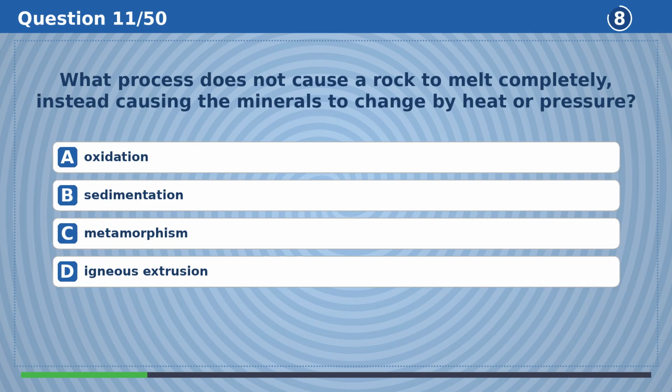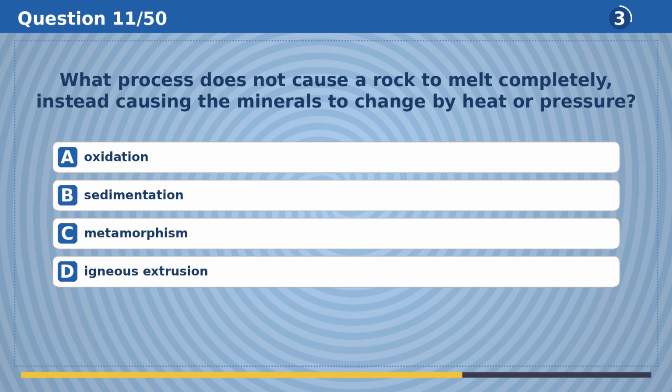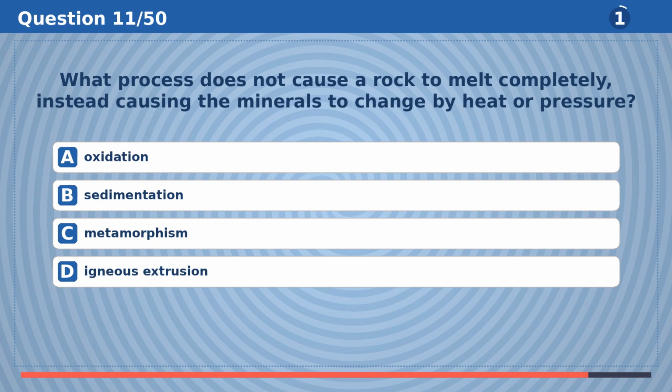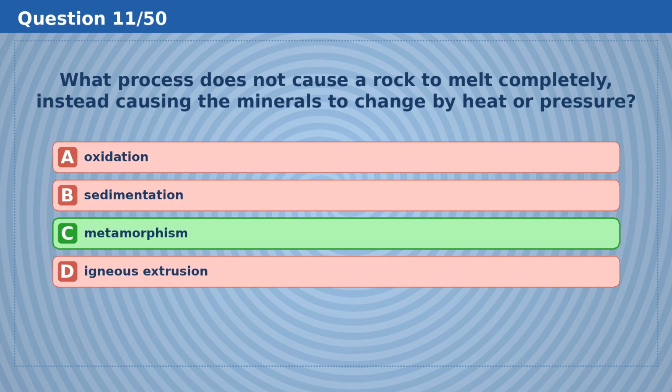What process does not cause a rock to melt completely, instead causing the minerals to change by heat or pressure? The answer is C, metamorphism.